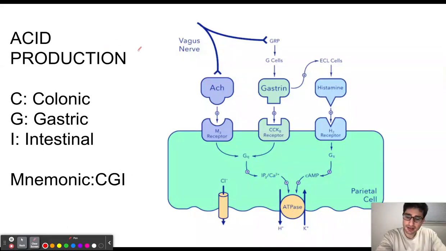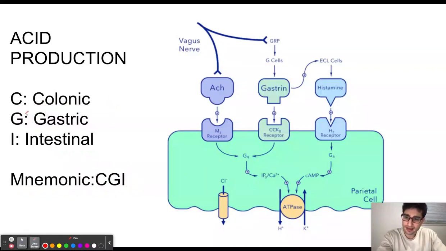Acid production in the body occurs through three phases. The first phase is the colonic phase, the second phase is the gastric phase, and the third phase is the intestinal phase. Now, a mnemonic that I like to use to remember these phases in order is CGI. CGI is used in movies to make special effects, and this is a quick way in which I can remember the order of these phases.